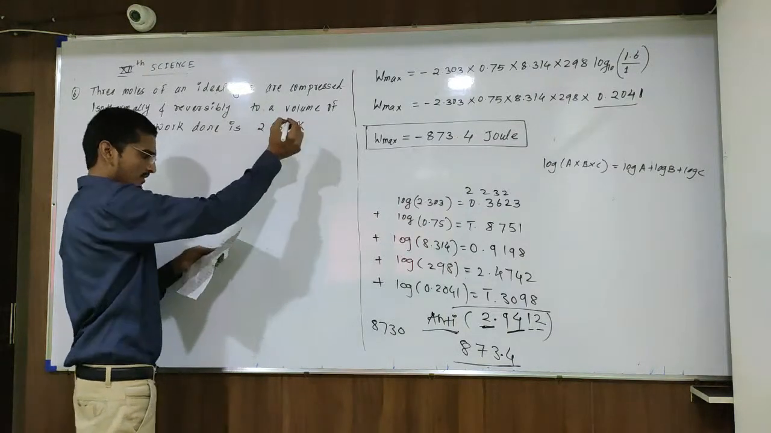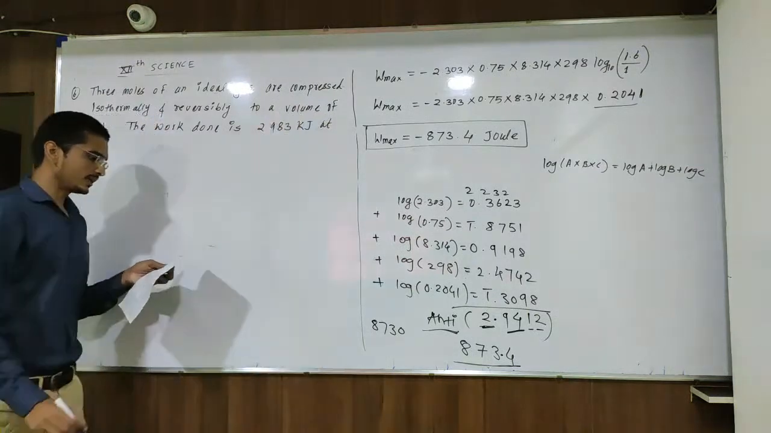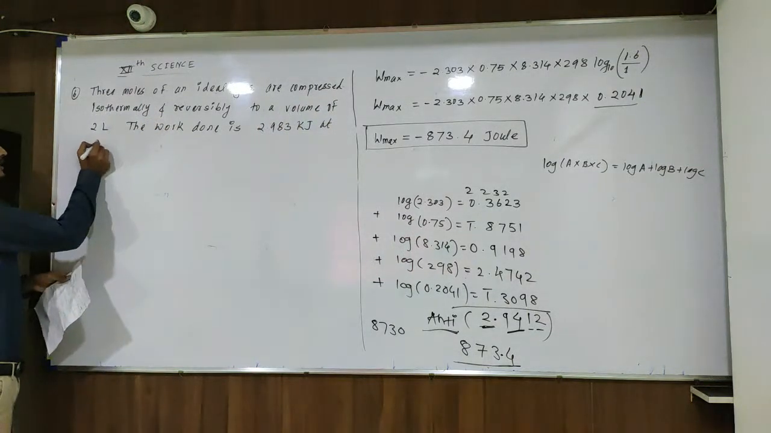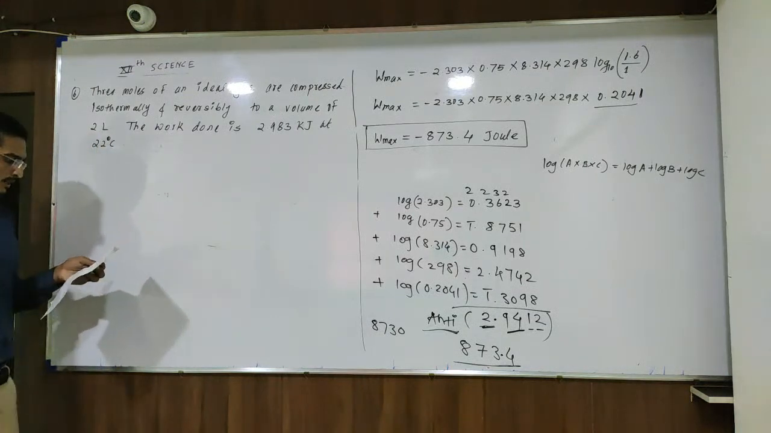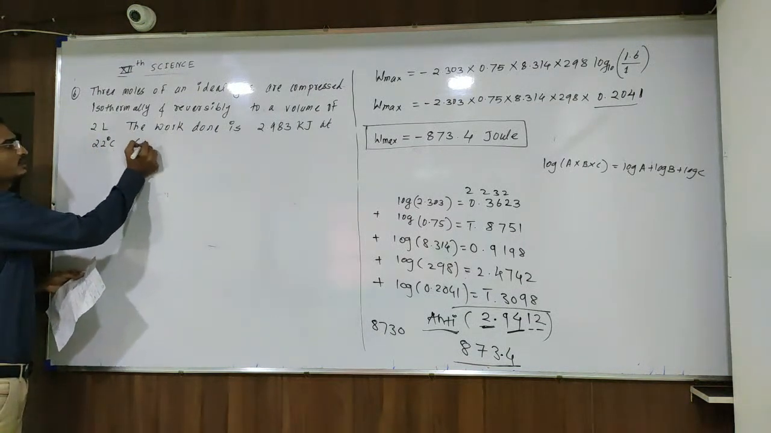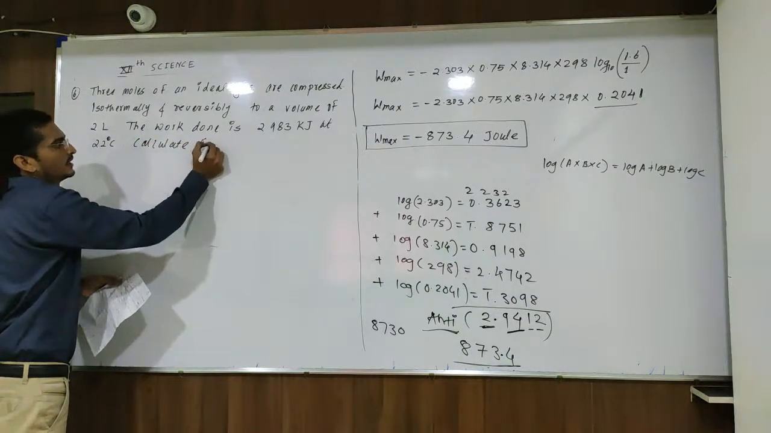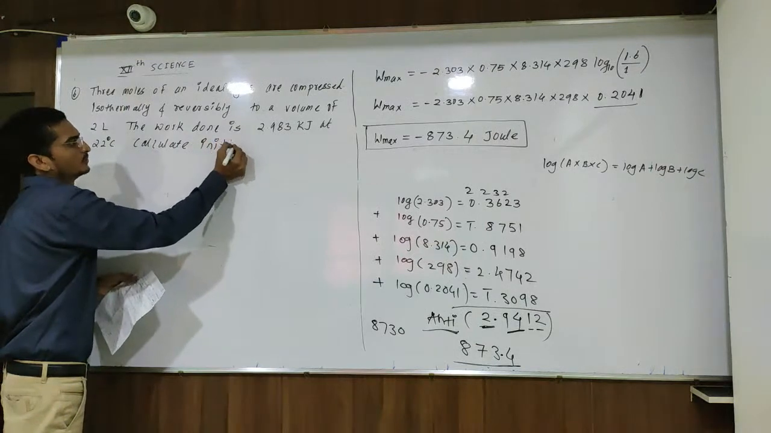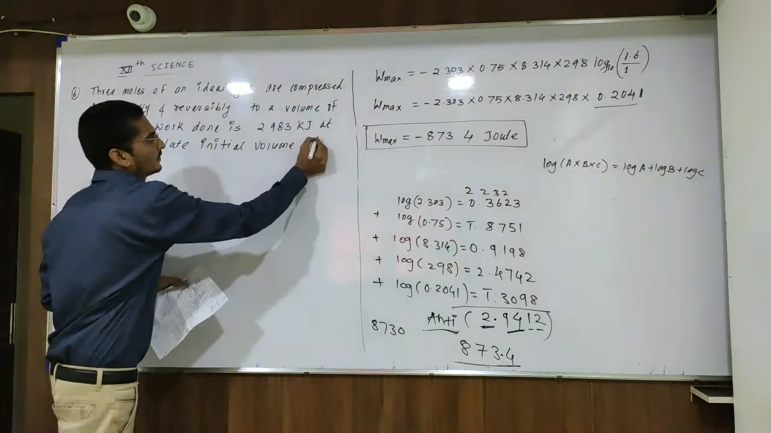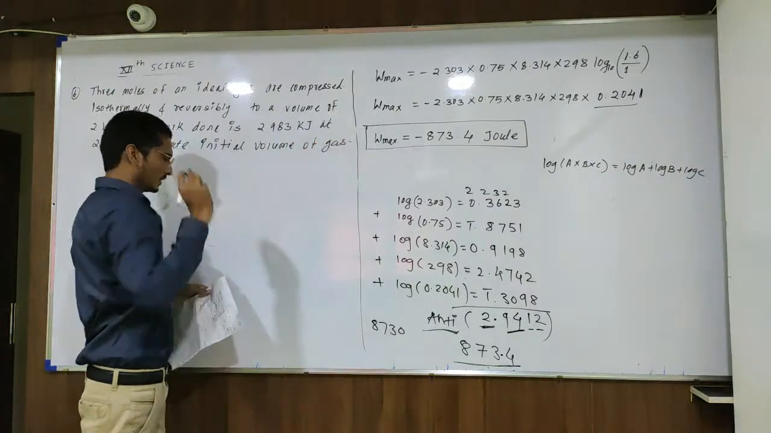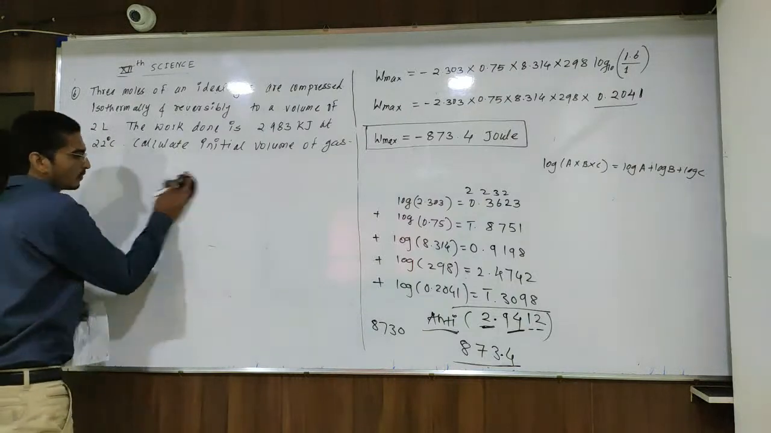2.98 kilojoule at 22 degrees Celsius. Okay, so you have to give the temperature in degrees Celsius. Calculate initial volume of gas. Okay, so here again use the same formula, but it is in terms of volume here.